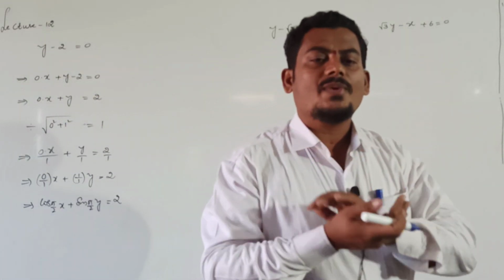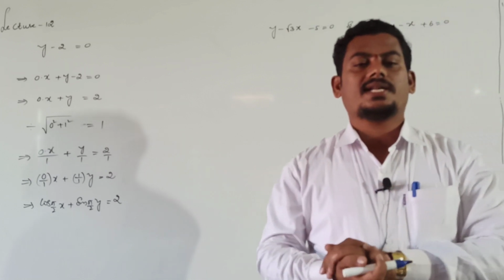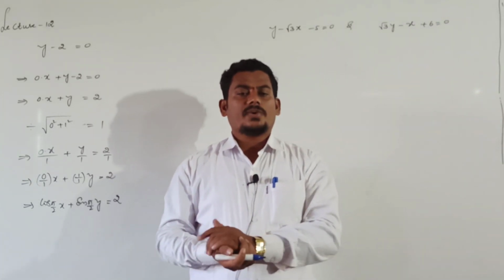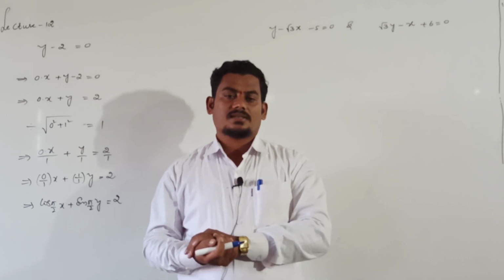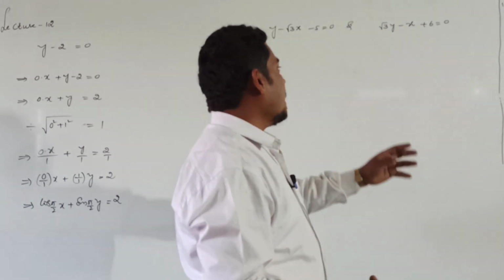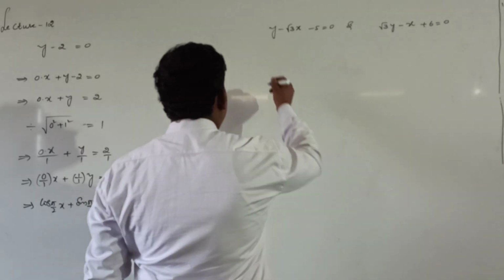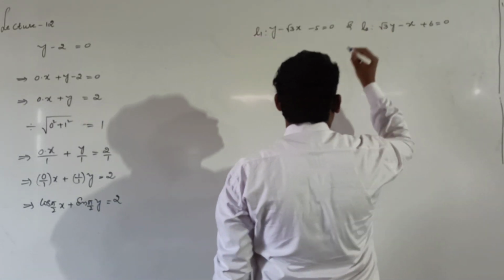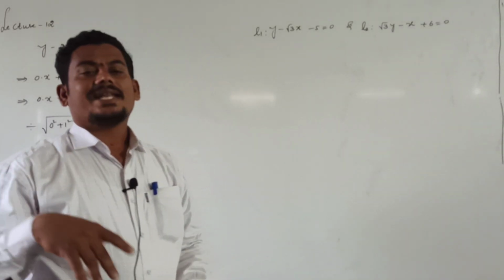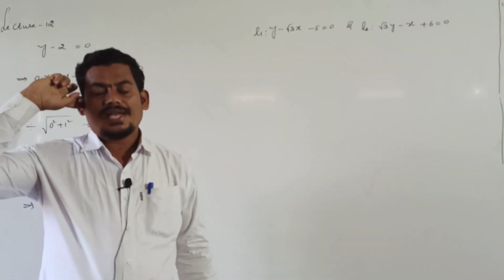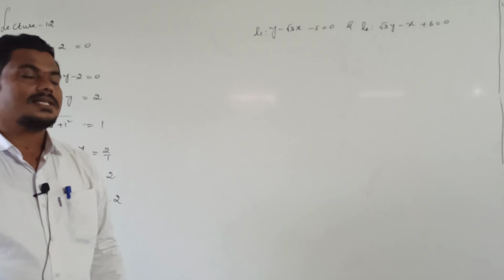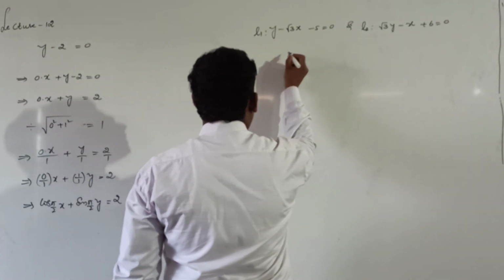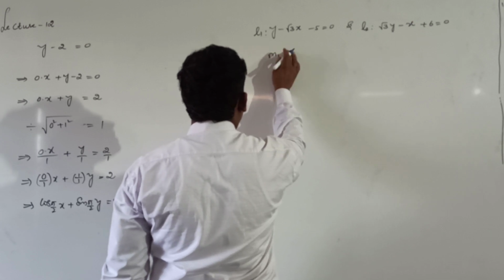For finding the angle between two lines, what is the requirement? We need their slopes. I will take the first equation as line 1 and this as line 2. There are two lines and their equations are given. By using their equations, just write their slopes. Tell me what is the slope of line 1? I will take the slope of line 1 as m1.